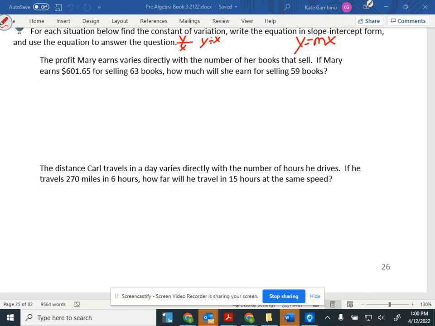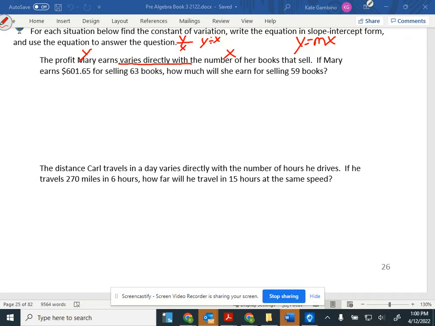It says that very directly the profit would be the Y and the books should be X. So something varies directly with. The Y always comes before. The X always comes after. Y varies directly with X. So the profit Mary earns is my Y. So what number is my Y? Nathan?